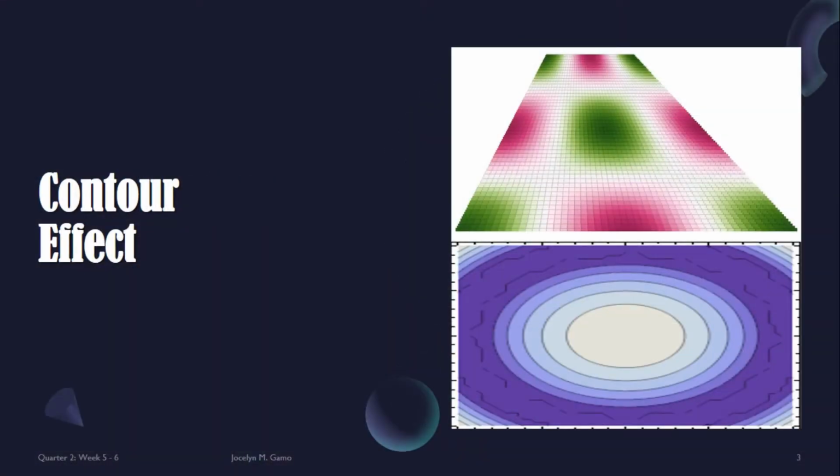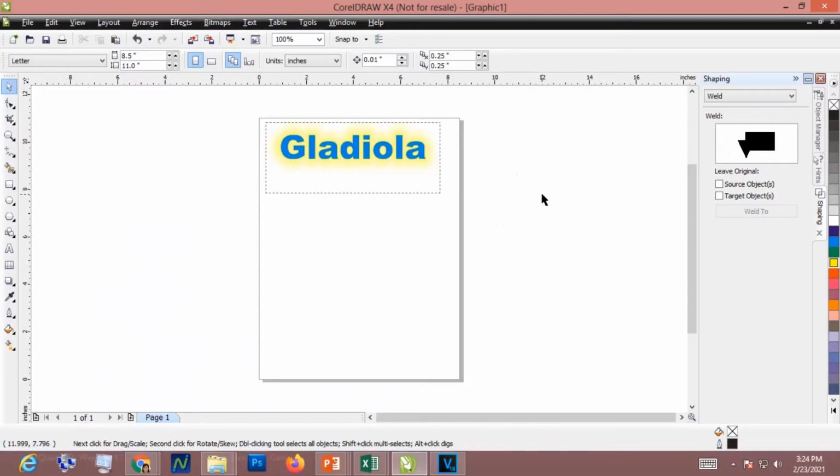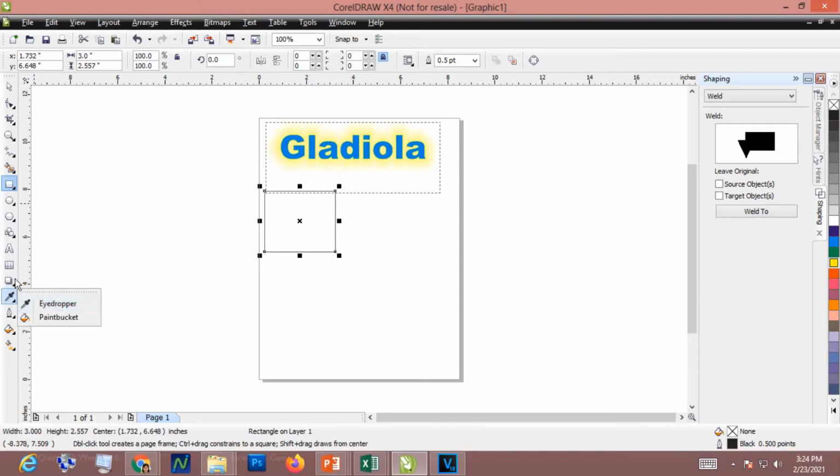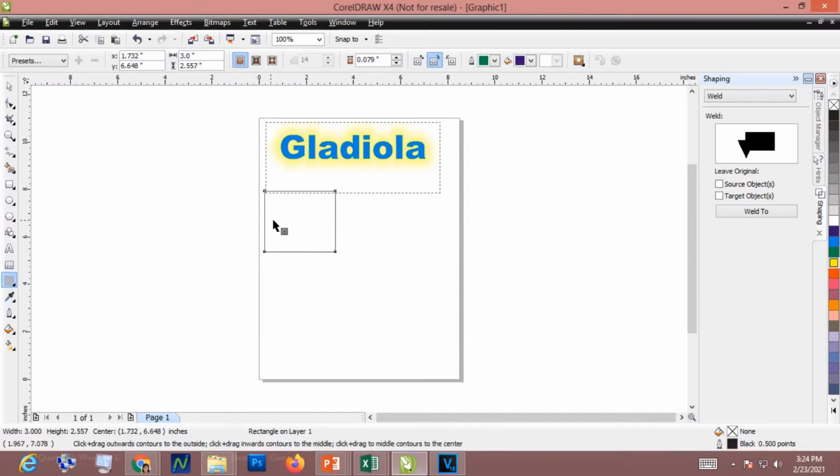The next one is what you call the contour effect. So how are we going to apply a contour effect? Example, I will be using the rectangle as my first object. Click the interactive blend tool, then click contour. Drag again the mouse diagonally on your screen to apply a contour effect. I will right-click to apply a line color.